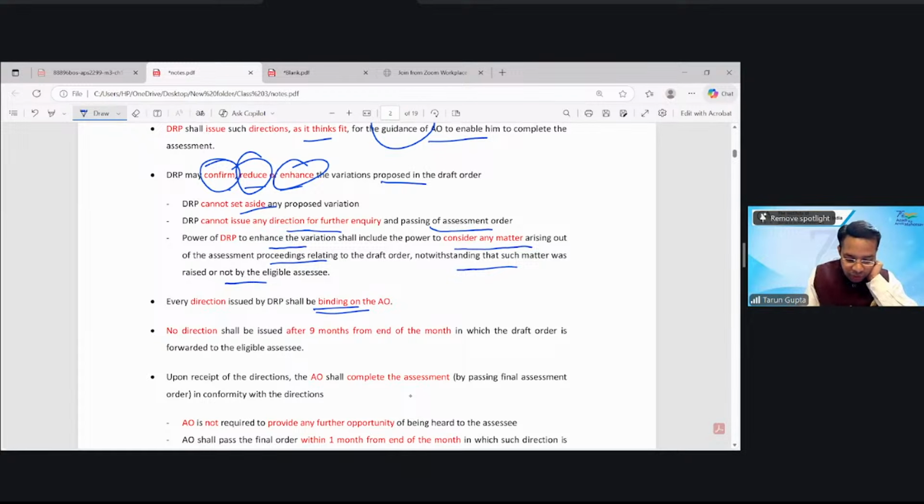No direction shall be issued after 9 months from the end of the month in which the draft order is forwarded to the eligible assessee. You understood? So this was a major issue. There was no time limit for CIT appeal. Now DRP has a time to issue direction, which is 9 months from the end of the month.